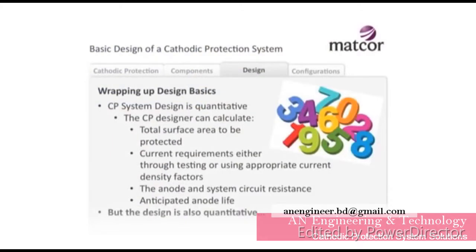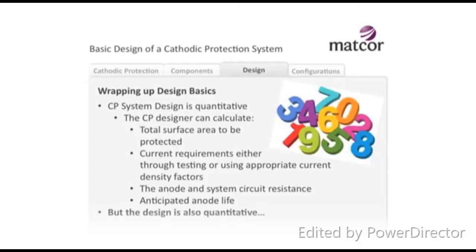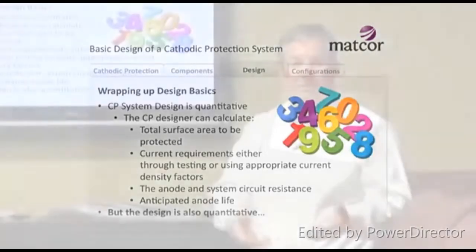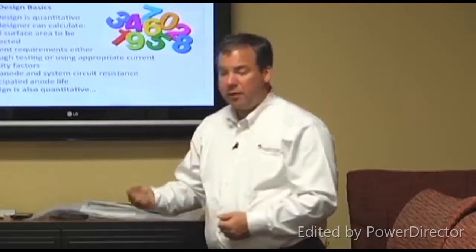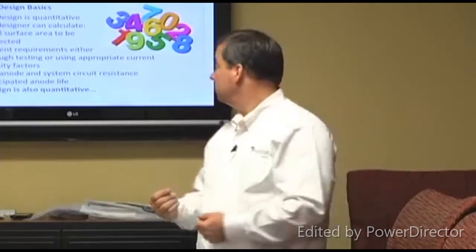So just wrapping up the design basics, CP system design is quantitative, meaning there's things I can calculate. I can kind of calculate how much current I need. I can calculate how long the anode's going to last based on the number of anodes I put in there and how fast each anode consumes. However, the design is also very qualitative. Okay?